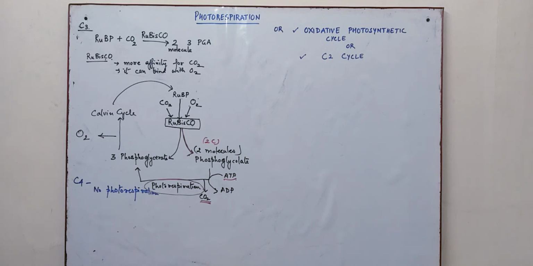So therefore, C4 plants are more efficient in carbon dioxide fixation as compared to C3 plants, because they do not have the process of photorespiration. And that's why the productivity is found to be greater in the case of C4 plants. Photorespiration is a wasteful phenomenon which takes place in the C3 plants. This is one of the major differences between the C3 and the C4 plants.